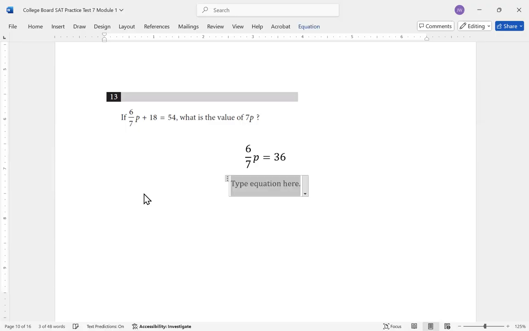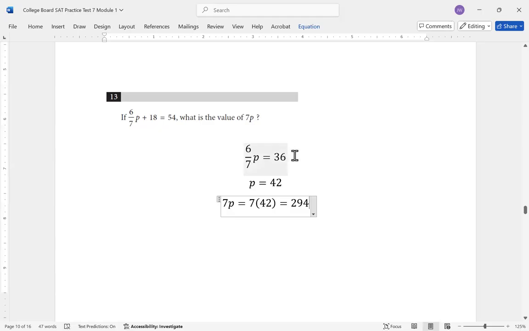Now I have some options. What I can do is solve for p by dividing both sides by 6/7. If I wanted to divide both sides by 6/7, I could have also multiplied both sides by 7 over 6. Doing that gives me a p of 42 on the right. And then if I'm looking for 7p, all I have to do is take 7 times 42. That is going to give me 294. So 294 is the answer.